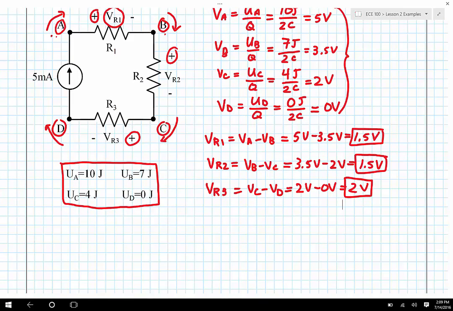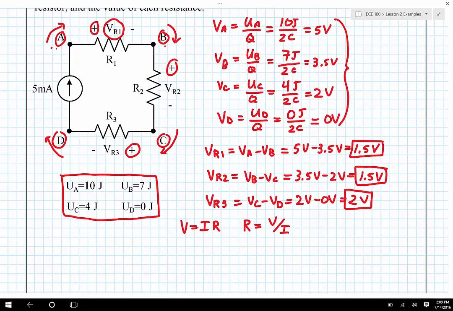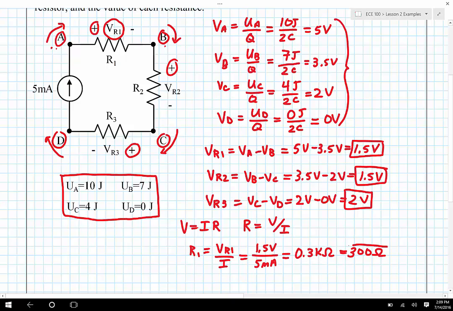So we now know the voltage across each of the 3 resistors, and then our job remains to calculate the resistances. Well, we know from Ohm's law that V is equal to I times R, but a more useful version of that equation in this case is that R is equal to V divided by I. Because it turns out that we know the voltage across each of those resistors, and remember from the beginning, we know that the current through each of them is also 5 milliamps. So therefore R1 is going to be V sub R1 divided by I, which is 1.5 volts divided by 5 milliamps. And that works out to be 0.3 kiloohms, or probably more commonly we would write that as 300 ohms.